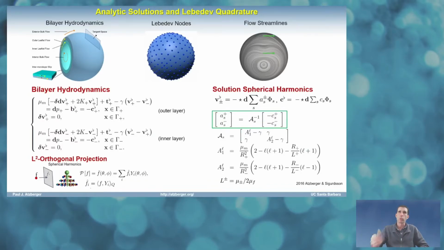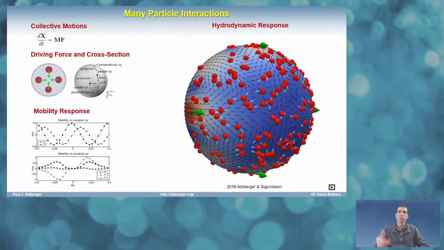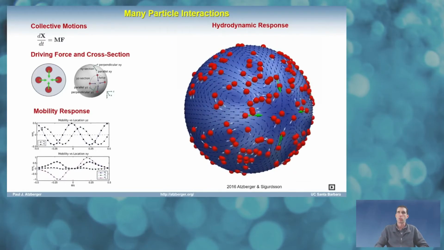Here's an example flow field we've calculated using this technique. You can see that we have a flow force here at the North Pole and symmetrically on the other side, and you can see the flow recirculates quite globally over the surface of the sphere. You can use this to compute collective dynamics, and the hydrodynamic coupling has some interesting implications for how proteins couple within the leaflet.